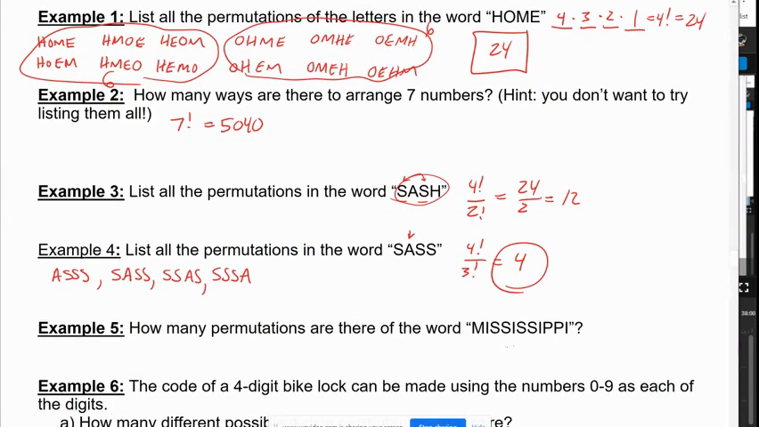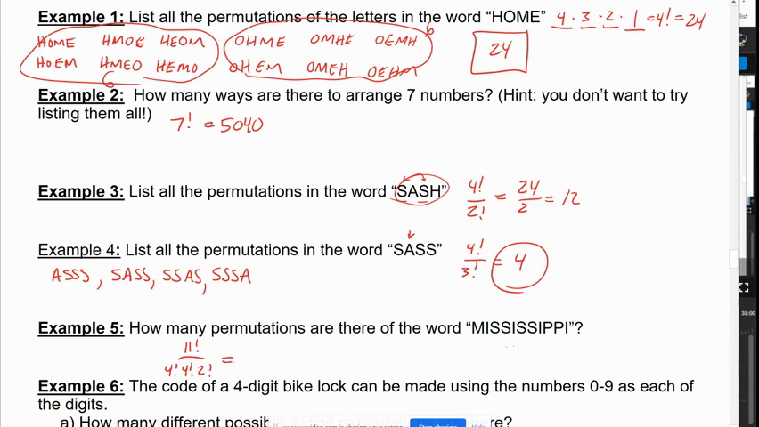So now let's look at a harder one. Mississippi, 1, 2, 3, 4, 5, 6, 7, 8, 9, 10, 11 letters. So it's 11 factorial, but then we have some repeats. We have 4 S's, so we're going to divide by 4 factorial. There are 4 I's, so we're going to divide by another 4 factorial. And there are 2 P's, so we're going to divide by 2 factorial.